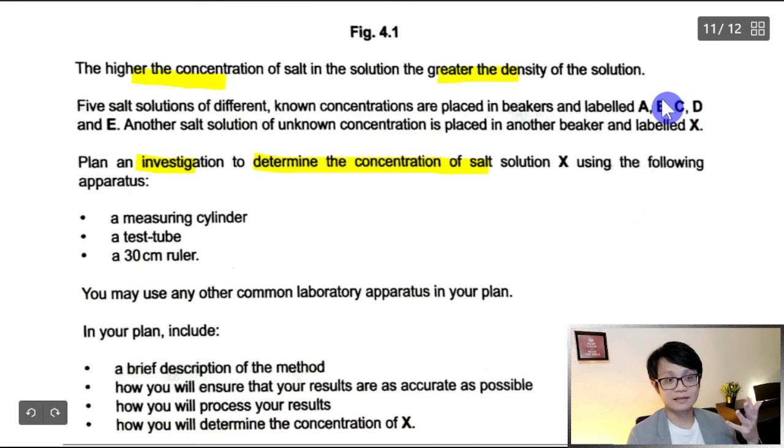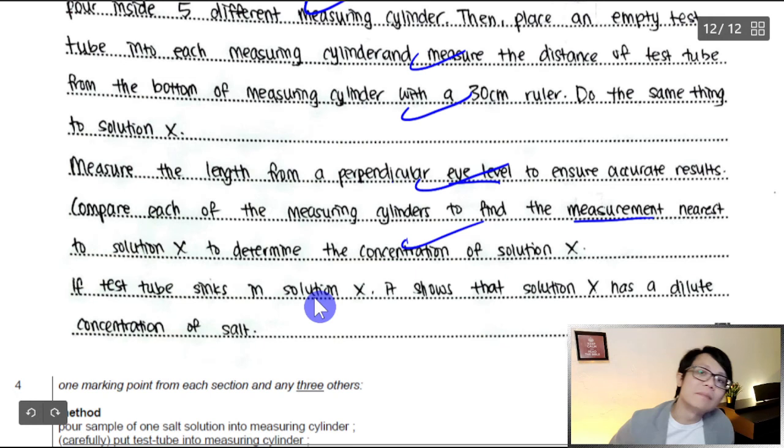If the test tube sinks in solution X, it shows that solution X has a dilute concentration. So this one I didn't give any mark. If the test tube sinks, because all test tubes sink eventually, I didn't give any mark. There is no test tube that cannot sink, right?